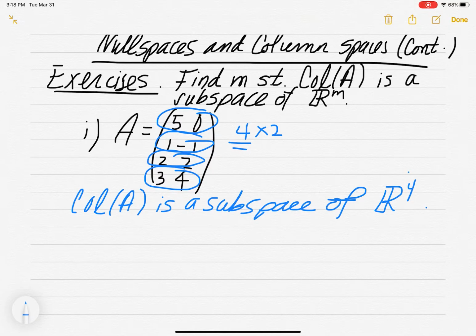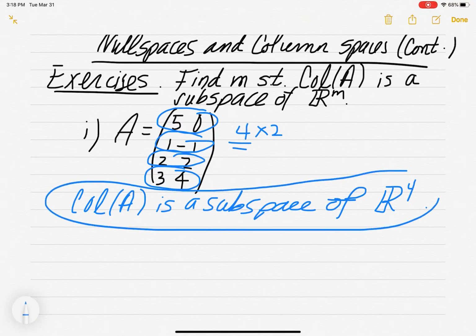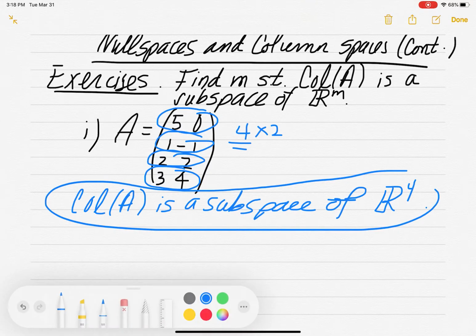Yep, because the column space is a linear combination of those two columns. So if I make up linear combinations of those two columns, they're going to have 4 entries, right? Those vectors. All right, so number 2.